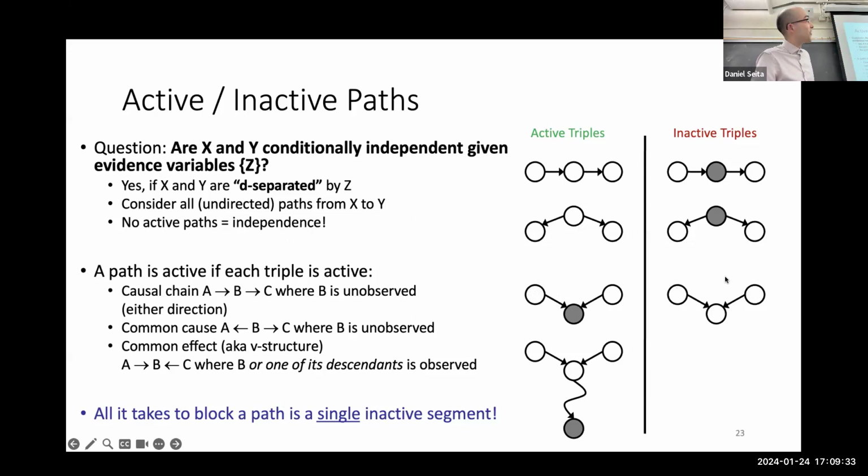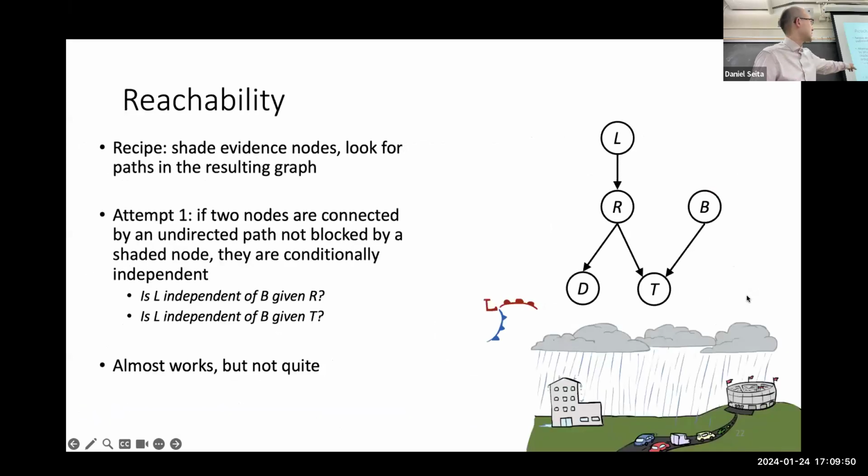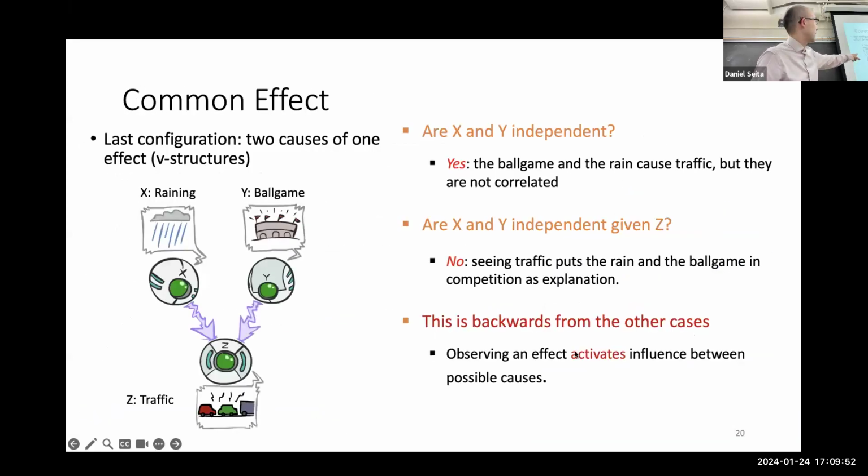But if we had this thing, then there's no active path from here to here. So that's why you can claim that this is independent of this. No conditioning here. It's like the example that we just saw. X and Y are independent.